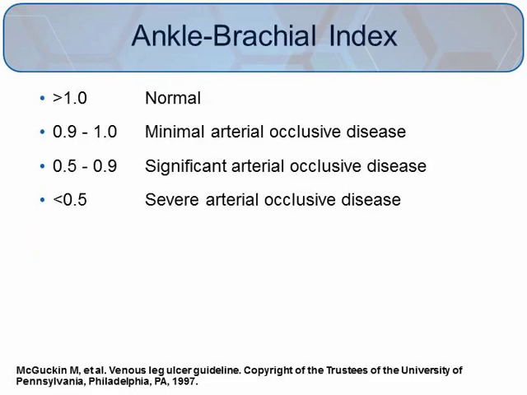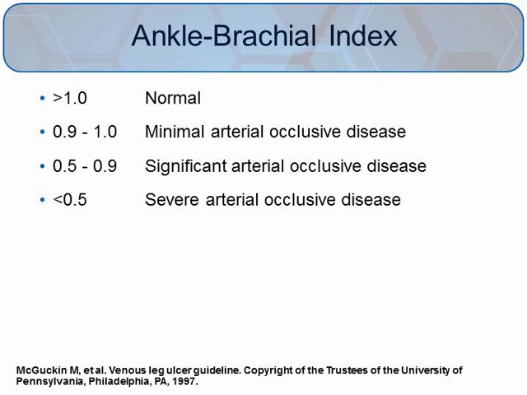So when you look at normals on ABIs, normal is greater than 1 up to about 1.2, 1.3. Once you get an ABI above about 1.3, you have to start thinking that you might be getting falsely elevated ankle pressures due to medial calcification of the arteries. In other words, because of severe arterial disease, especially in the very elderly, diabetics, and patients with renal failure, the vessels become like lead pipes and they're non-compressible. So you can pump the cuff up to 250 millimeters and still hear a pulse.